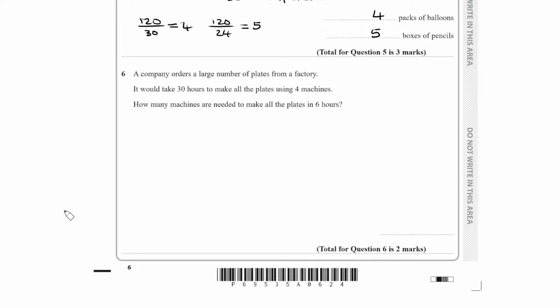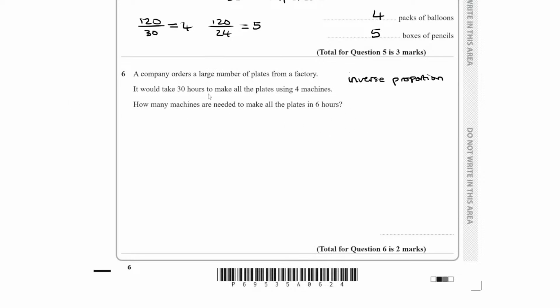Okay, question 6. A company orders a large number of plates from a factory. It would take 30 hours to make all the plates using 4 machines. How many machines are needed to make all the plates in 6 hours? This is another similar question in terms of it's not the same topic, but it's a worded question. And it's kind of hard to figure out what it relates to. This is actually inverse proportion. Again, what I would call worded inverse proportion, specifically, because it doesn't mention the word inverse proportion.